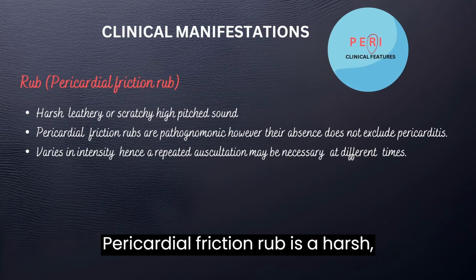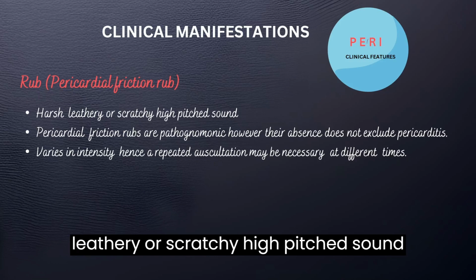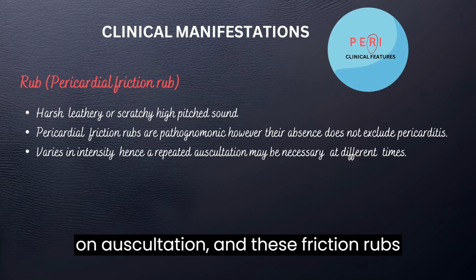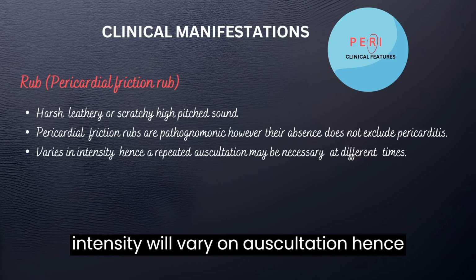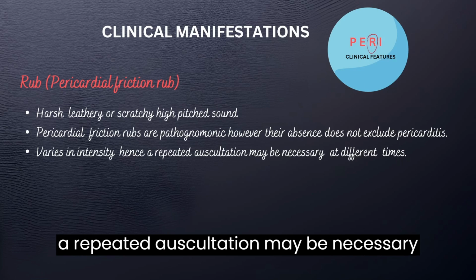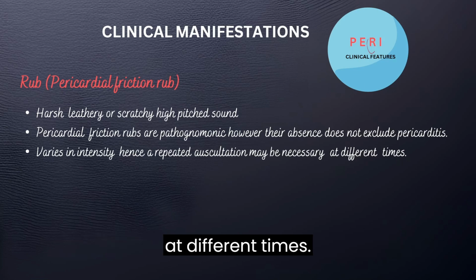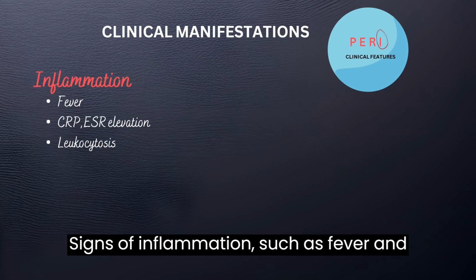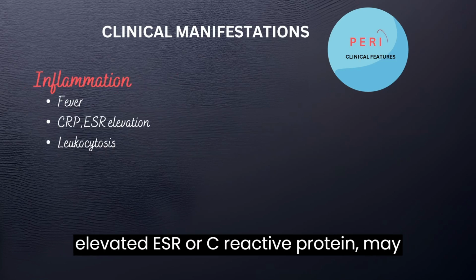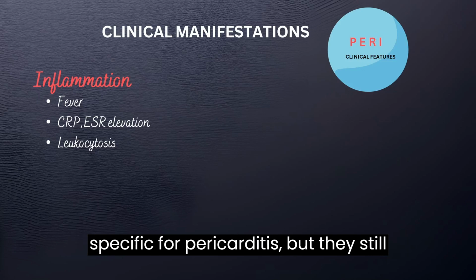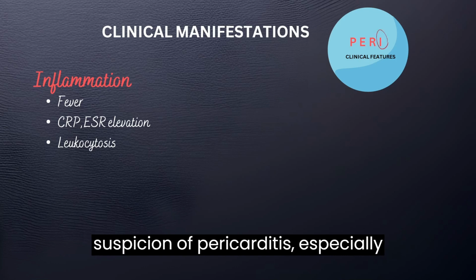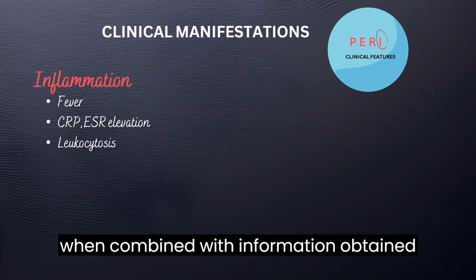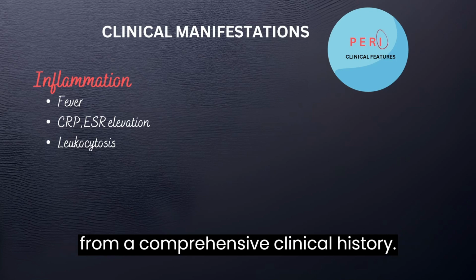Pericardial friction rub is a harsh, leathery, or scratchy, high-pitched sound on auscultation. These friction rubs are pathognomonic, however, their absence does not exclude pericarditis. The intensity would vary on auscultation, hence repeated auscultation may be necessary at different times. Signs of inflammation such as fever and elevated ESR or C-reactive protein may come in different variables. They are not specific for pericarditis, but they still serve to reduce the threshold for suspicion of pericarditis, especially when combined with information obtained from a comprehensive clinical history.